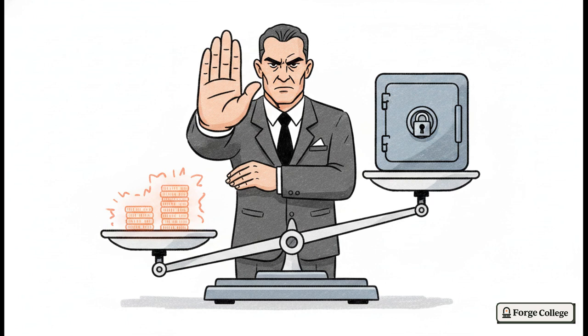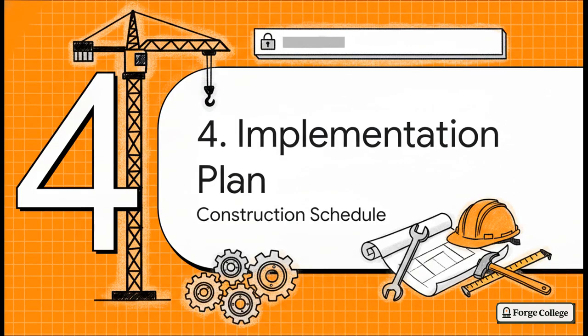It's a foolproof, automated safeguard against overspending, double counting, or any malicious supply manipulation. It ensures the blockchain always reflects physical reality. So, Section 4, your implementation game plan, the construction schedule. I know this looks complex, but we're going to break it down into a highly manageable construction schedule right now.